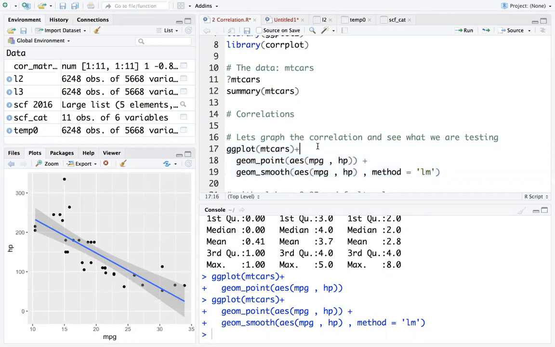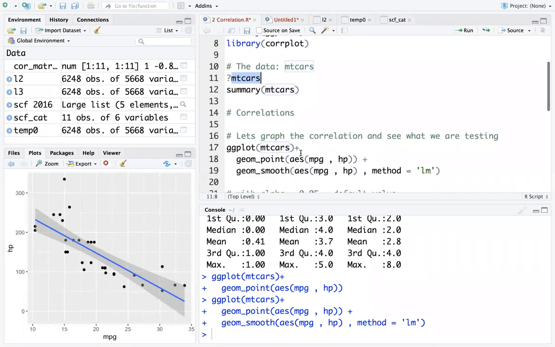By the way, in R, this data set mtcars is preloaded, which is why you're seeing it. We didn't load the data, it's just here.